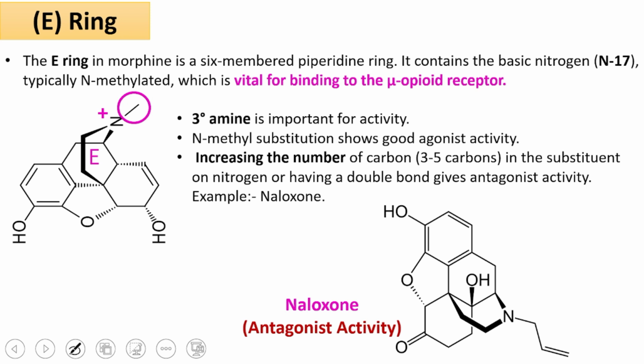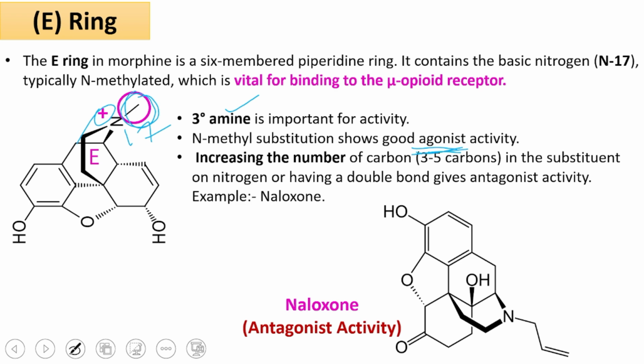Coming to the last ring, the E ring: morphine has a 6-membered piperidine ring, which contains a basic nitrogen at the 17th position. At the 17th position it is typically N-methylated, which is very vital for binding to the mu opioid receptors. We can observe that a tertiary amine is important for the activity, and that N-methyl substitution shows good agonist activity. So if we have a methyl group at this position, we get agonist activity.